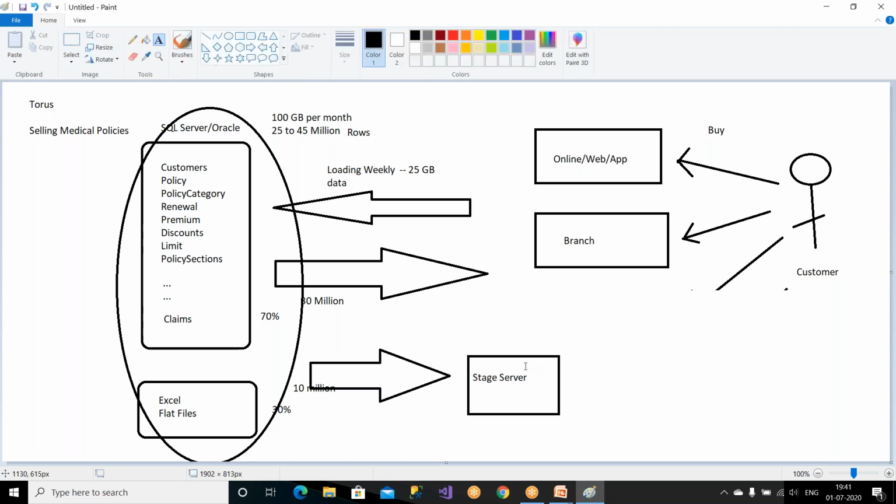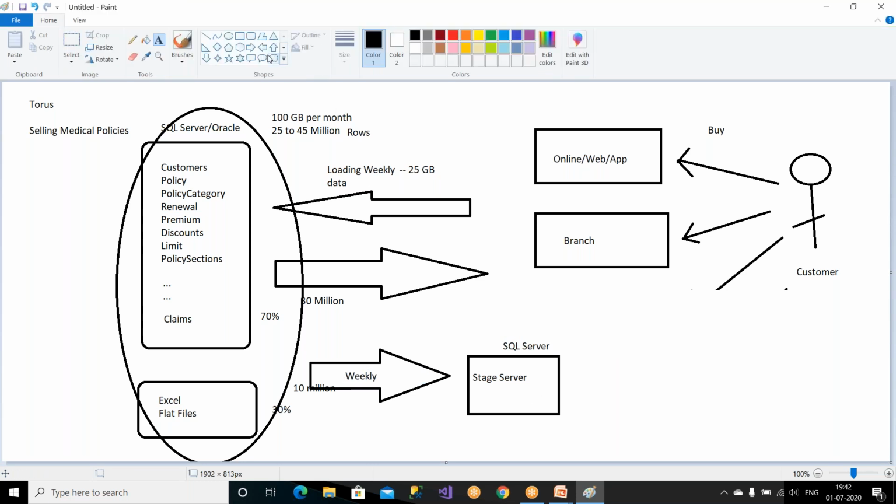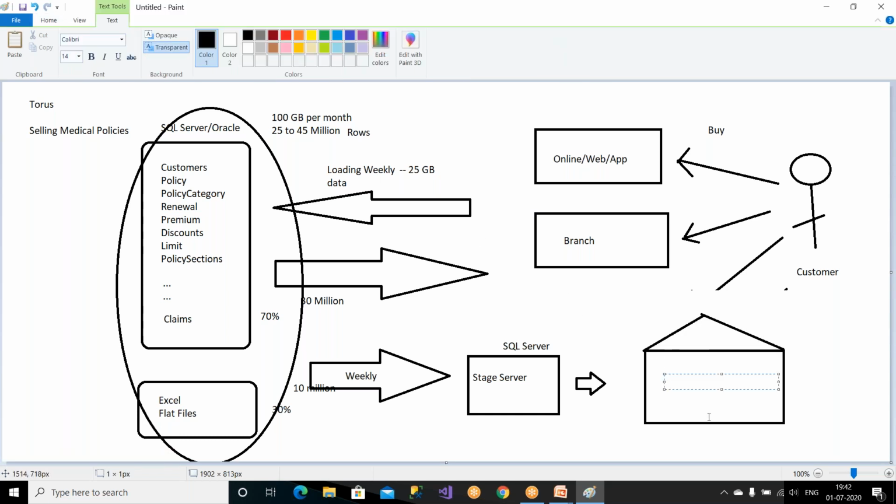So this is also one more SQL Server or Oracle server. So all the data from the flat files and Excel files, we are going to be loading weekly. Clear? So using the staging server, once in a week, all this data will be taken from here and we are going to be putting it into a data warehouse. Clear? So this is what is called the data warehouse, and the project client name is called Taurus.